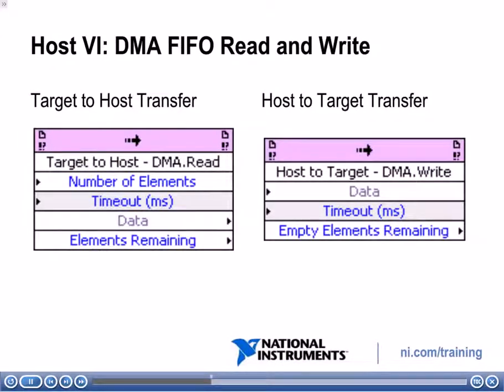Notice here on the left-hand side, if you had a DMA FIFO going from the target to the host, on the host VI you would have a DMA read. On the DMA read, you can specify the number of elements you want to read at a time, and there's also a timeout, and data, which is where your data is going to come out. You can also take a look at how many elements are remaining in that FIFO. On the right-hand side, we take a look at the other direction. If you're creating a DMA FIFO to transfer buffer data from the host to the target, then on your host VI you would be writing to that DMA FIFO. We can write data to it, and again, there's a timed out terminal, and you can find out how many empty elements are remaining in that FIFO.